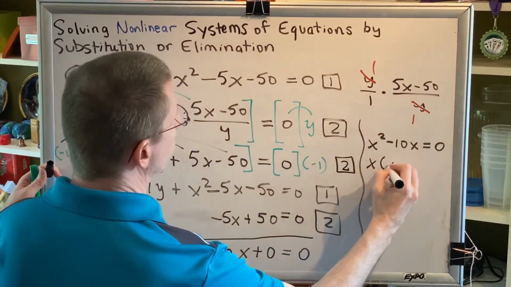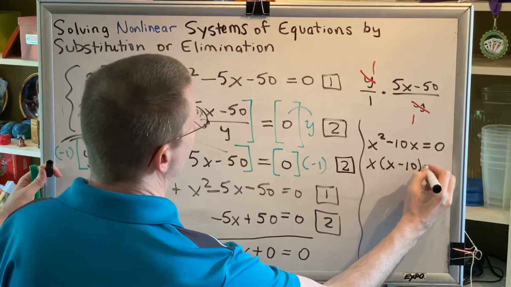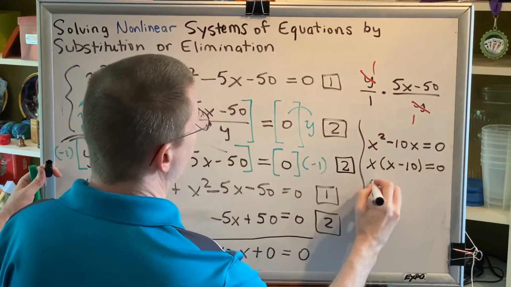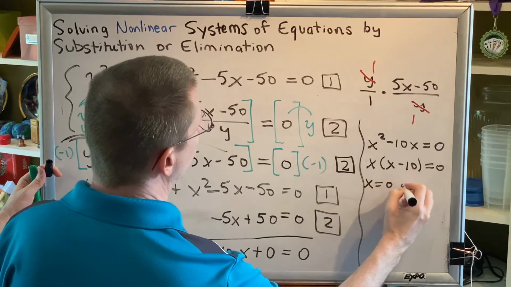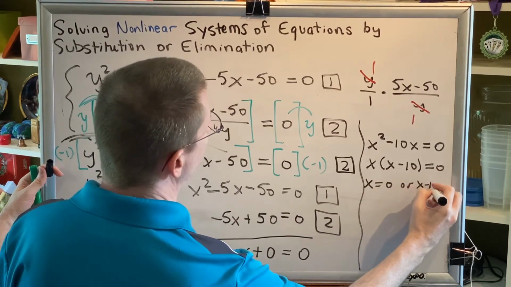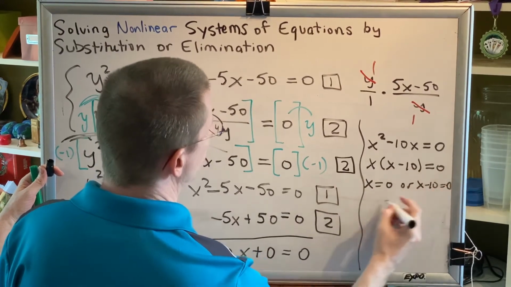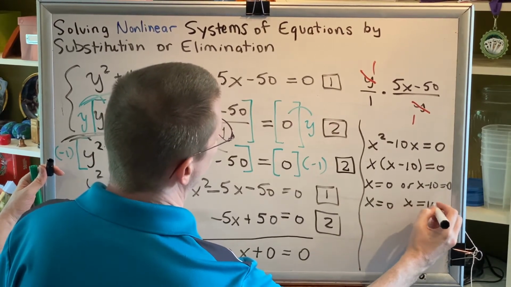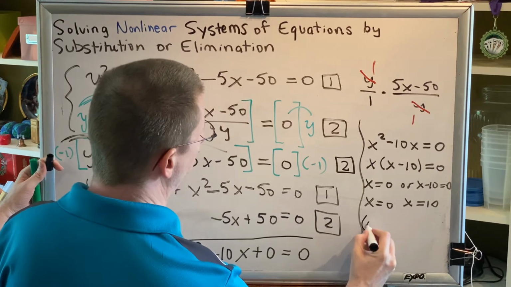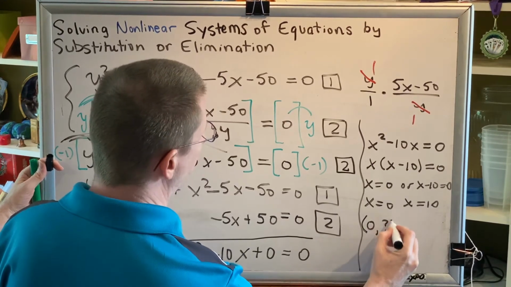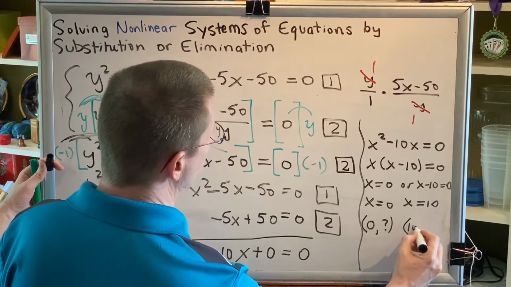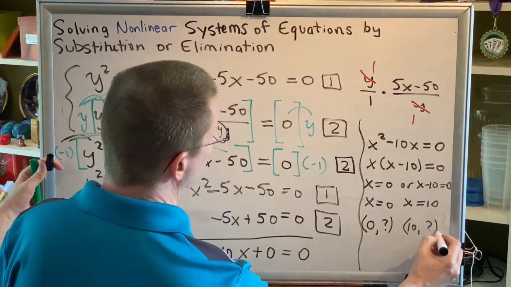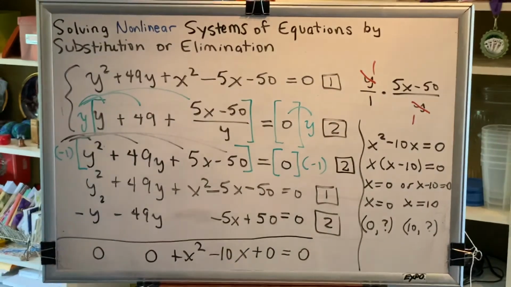Factor out an x, so I get x times x minus 10 equals 0. By the zero product property, x equals 0 or x minus 10 equals 0. So I get two solutions, x equals 0, x equals 10. But remember, this is only half of the problem, and it's possible that either one of those potential values could be extraneous and therefore not the correct answer to this problem.